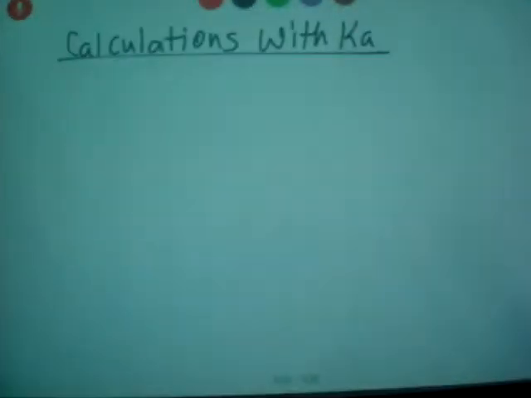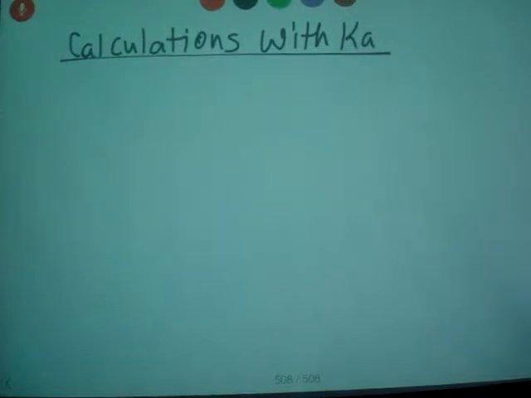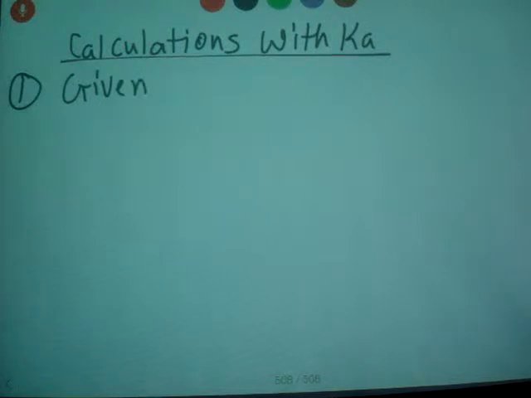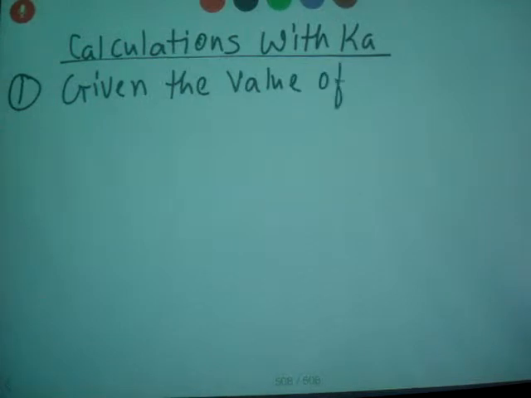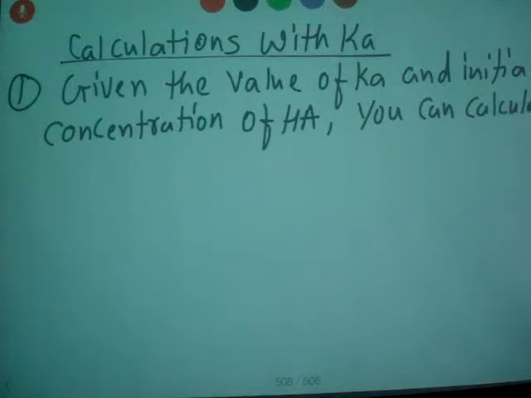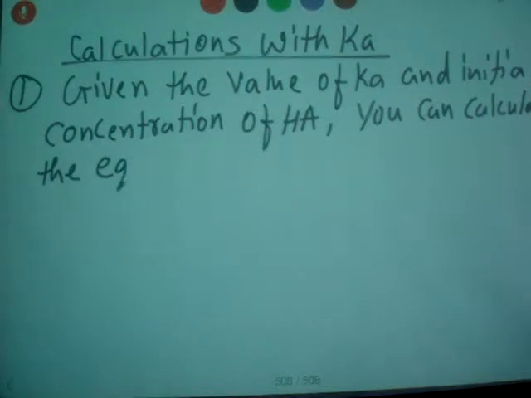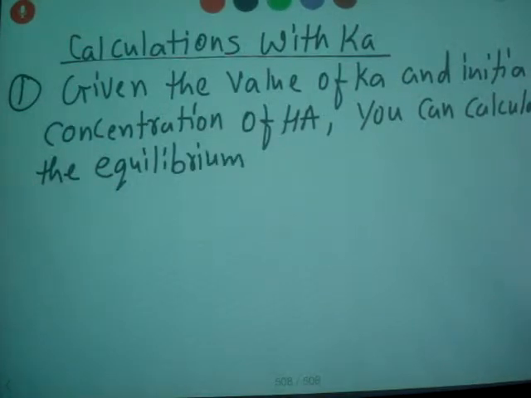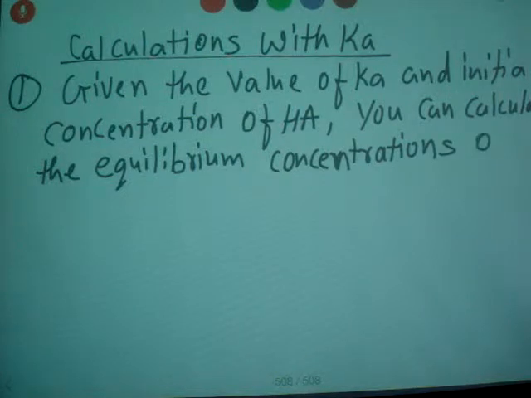Okay. So calculations with Ka. Now, given the K value of Ka and the initial concentration of HA, if these two things are given, you can calculate the equilibrium concentrations of all species using an ICE chart. Remember, we worked on it.